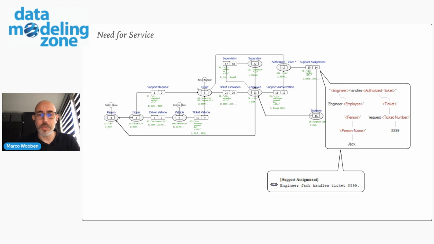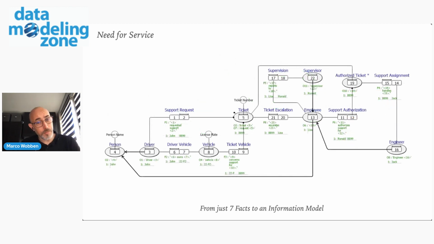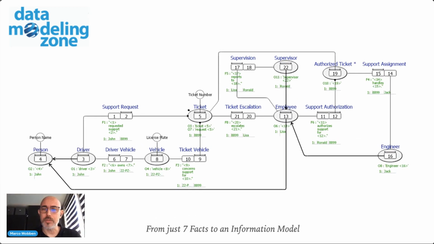And now we can zoom into the diagram a little and see that with just 7 statements, 7 facts, we built a very rich information model that can be read and validated by the business itself, not necessarily from this diagram. So what is it that, for instance, a database would need to be?